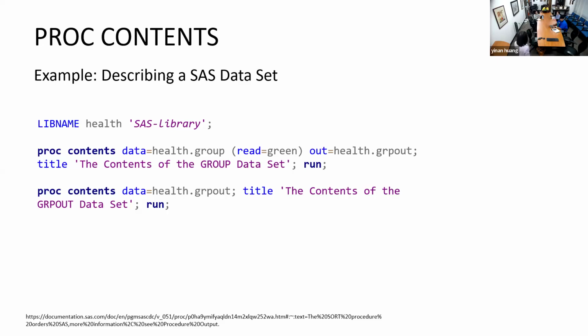You may not need to specify that. I do not usually do that. What I just do is proc contents data equals health.group, and then semicolon, and then title. I encourage you to have a title here. So with that, once it generates the contents directory, it will give you a beautiful title.